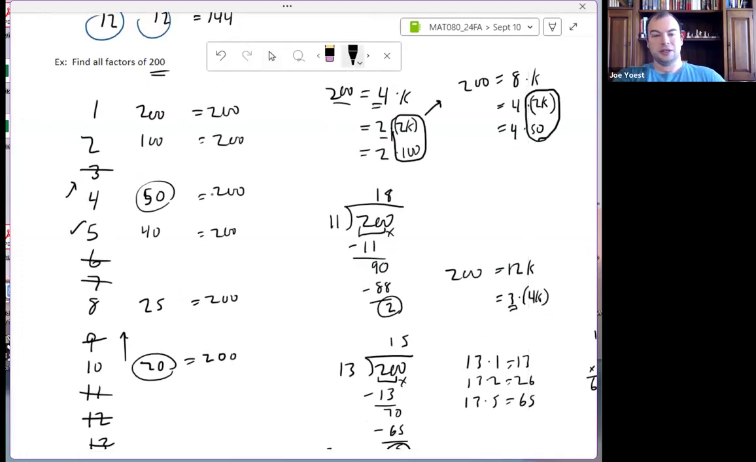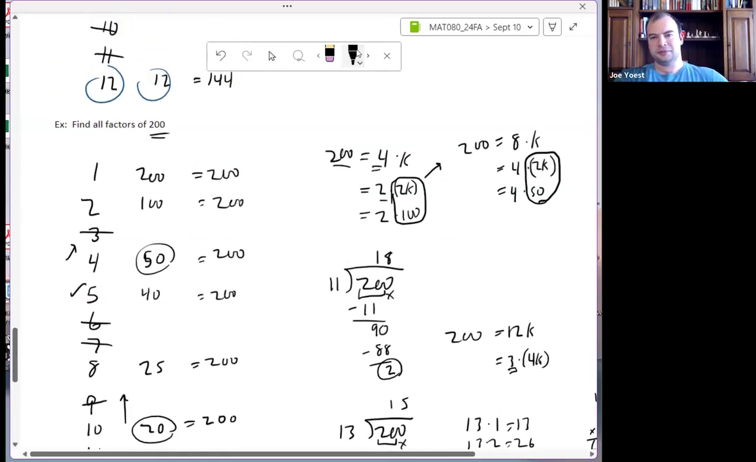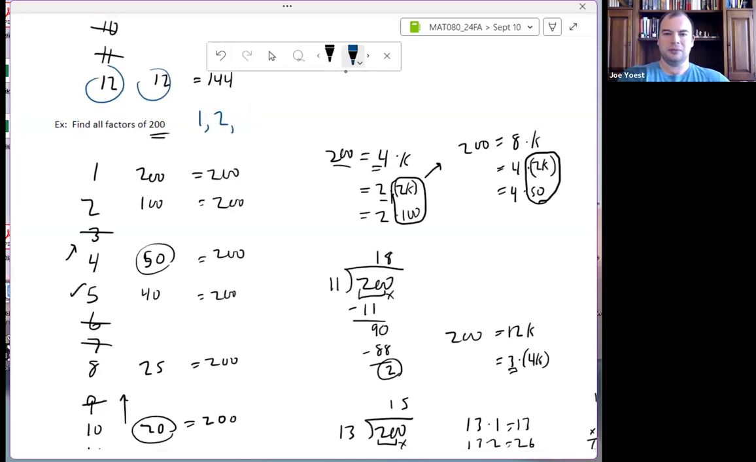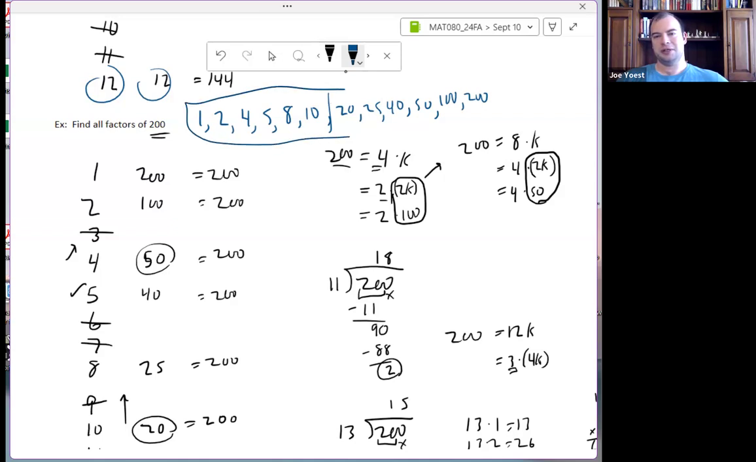And so what are my factors of 200? Whoops, not 3: 1, 2, 4, 5, 8, and 10. And then coming back up the other side, 20, 25, 40, 50, 100, and 200. So this is kind of the opening of the book. The 10 matches with the 20. 10 times 20 is 200. The 8 with the 25. The 5 with the 40, and so on. But these are all my factors of 200.